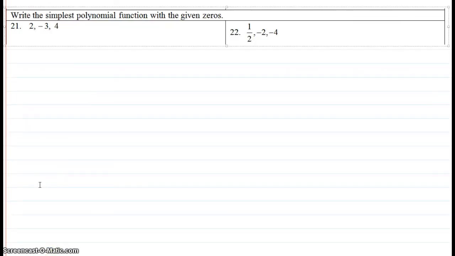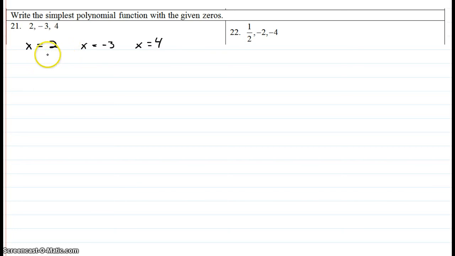Alright, let's look at our last one, number 21. Write the simplest polynomial function with the given roots. So, since these are our roots, they are solutions: x equals 2, x equals negative 3, and x equals 4.